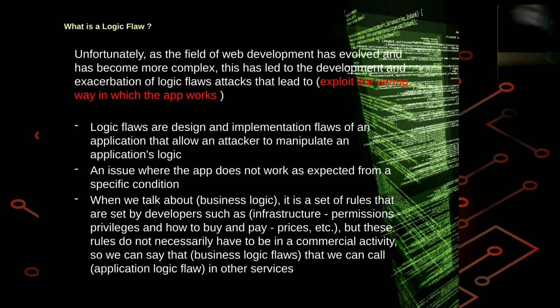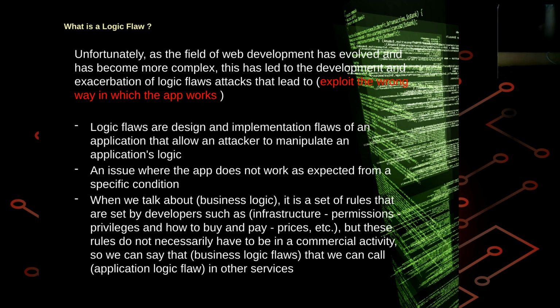When we talk about business logic, it is a set of rules that are set by developers like us, covering infrastructure, permissions, privilege, and how to buy and pay prices and those things. But these rules do not necessarily have to be in a commercial activity. So we can say that these logical flaws are also called application logic flaws in other sectors.